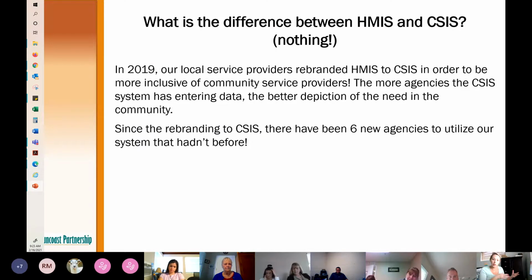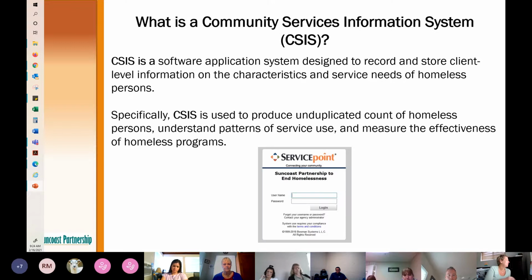Pasco, you guys will continue to refer to your agency or your HMIS as HMIS. That is not something that we have any intention on changing, and we also don't have the capabilities to change that. That would happen at your COC level. So in Sarasota Manatee, we're CSIS. In Pasco, we're HMIS. In this training, we're HMIS CSIS. Clear as mud, right?